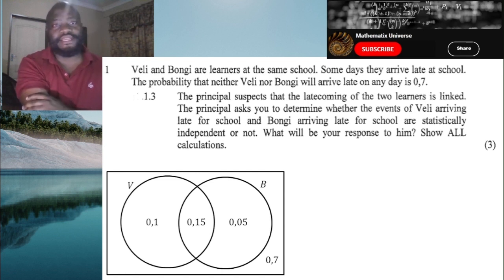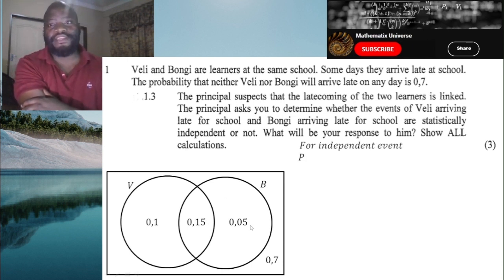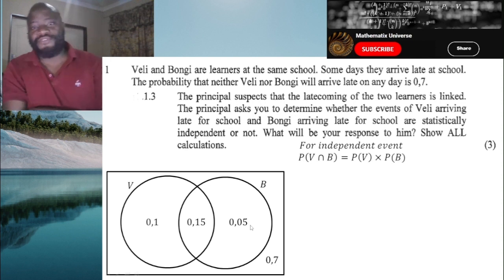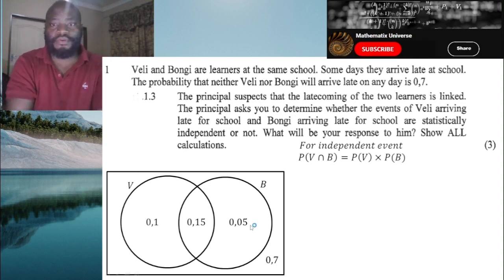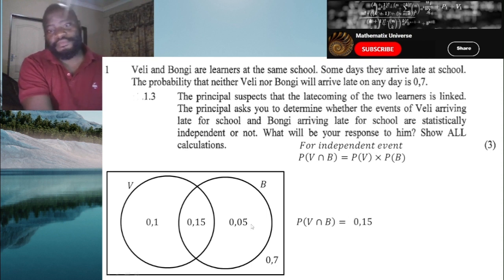Next one, 1.3. The principal suspects the late coming of the two learners being linked. So now we have everything we need in here. We need to just multiply the probability of V and B and see if it's the same as the intersection, because for independent events, probability of V and B is equal to the product of probability of V and the probability of B. So the probability of V and B is already given here. We found it to be 0.15.